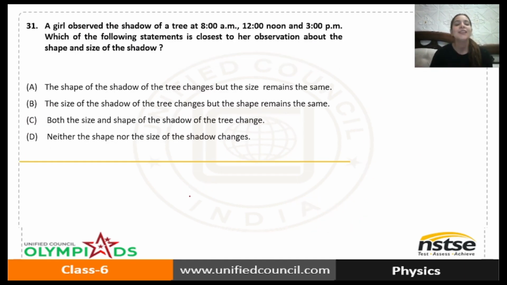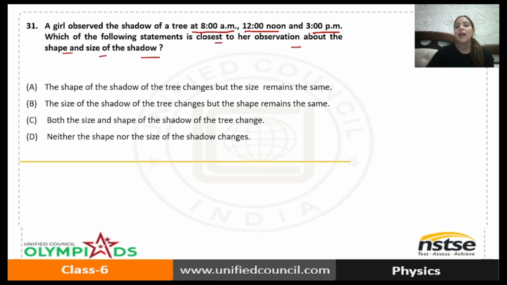Okay, next question. A girl observed the shadow of a tree at 8 a.m., 12 noon, and 3 p.m. Which of the following statements is closest to her observation about the shape and size of the shadow? So a girl is observing the shadow of a tree at 8 a.m., then at 12 noon and 3 p.m.